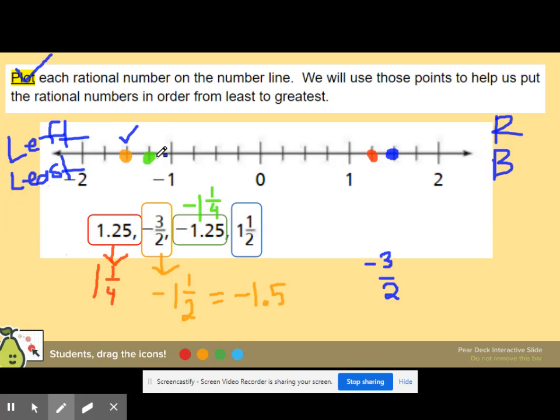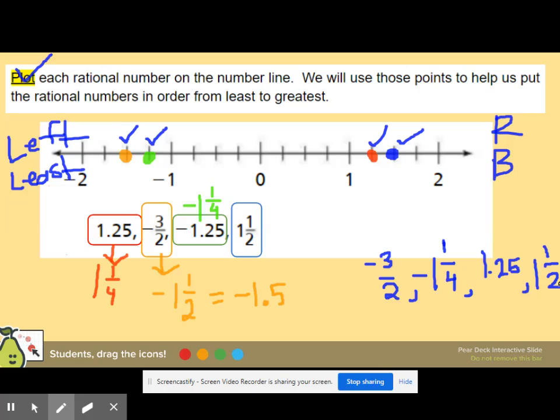The next smallest is green. So negative 1 and 1/4 goes next. I kind of wrote that weird. The next one I come across is red, which is going to be 1.25. And then the last one, the biggest, is blue, which was 1.5.